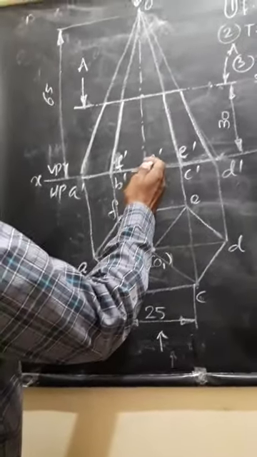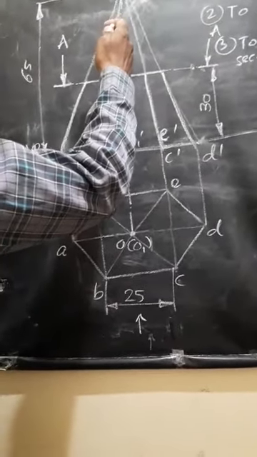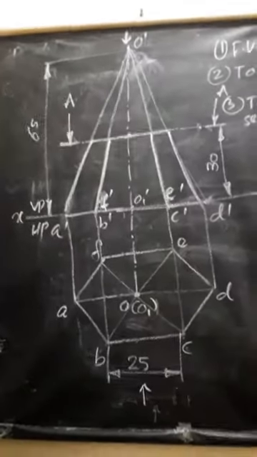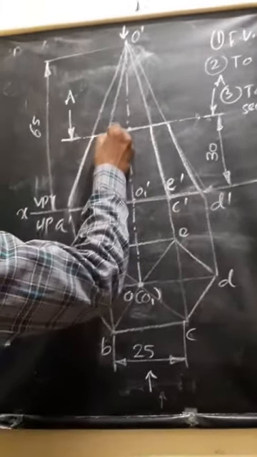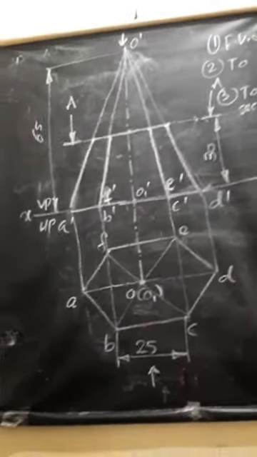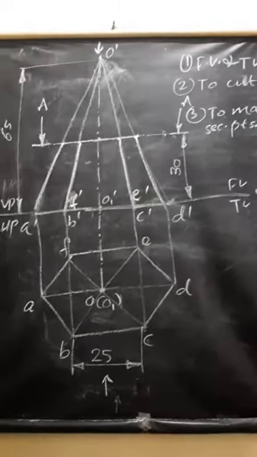No points should be marked on the axis. We get section points only on edges. Only on edges you can see the section points. So how many are there? This is 1, 2, 3, 4. So actually how many are there? We'll see whether 4 are there or more.